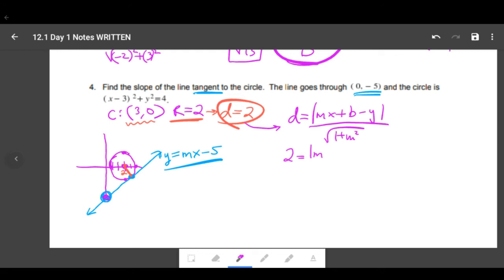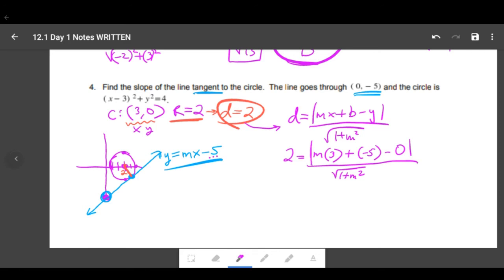I know that the x-coordinate is 3 because I got that from the circle. So that's 3, plus my y-intercept, which we know is -5 from the information of that line, and then minus the y value, which is 0. Again, that's from the center of that circle, all over the square root of 1 plus m squared, since we don't know what the slope is. So all I'm going to do is take this equation, clean it up, and solve for m. Make sure you realize this is an absolute value.